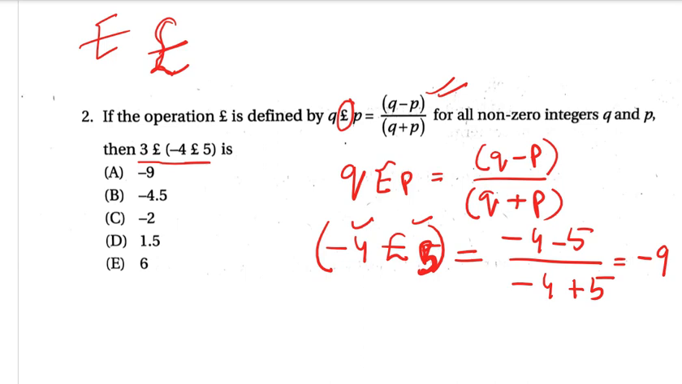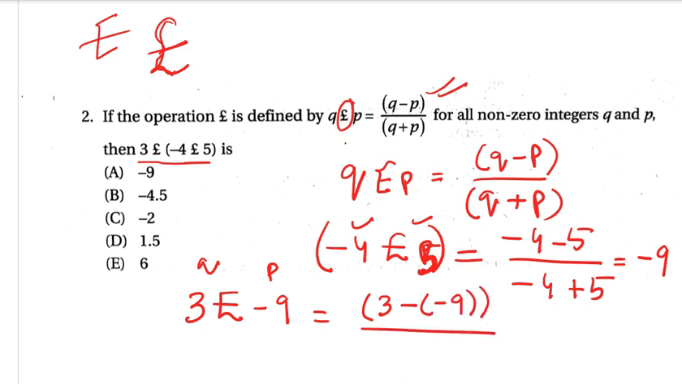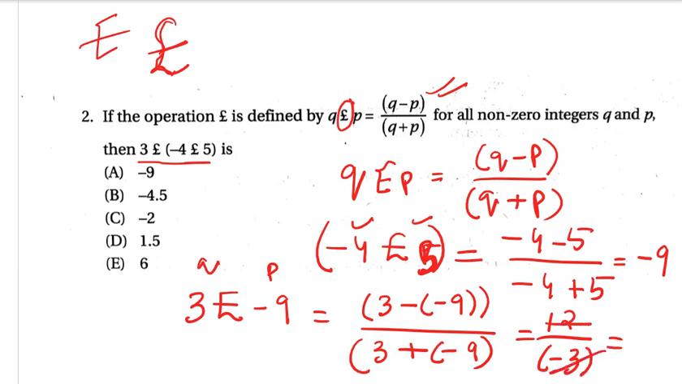So now you have 3 pound minus 9. So this is your q and this is your p. So eventually you are going to have 3 minus 9 divided by 3 plus minus 9, right? So that is 9, 10, 11, 12. So that will be 12 divided by minus 3. So the final answer is going to come as minus 4.